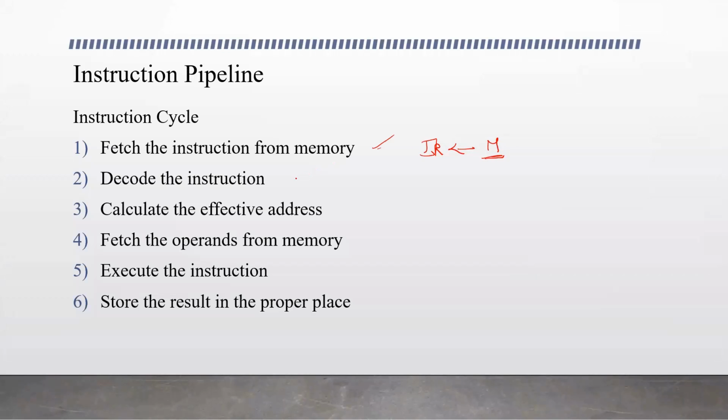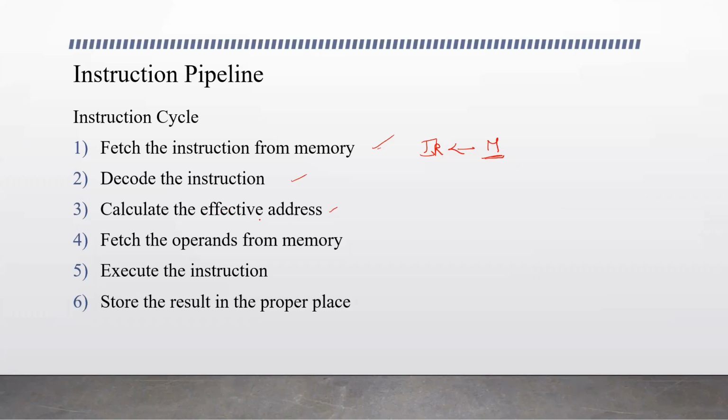And then the second phase is decoding. Decoding is finding the meaning of the operation, dividing the instruction into different subparts, like the operands and the operation to be performed. So what is the operation to be performed? And the third phase of this instruction cycle is to calculate the effective address. The address given may be an indirect address. In that case, the effective address is the direct address. So if the address given is an indirect address, the effective address needs to be calculated.